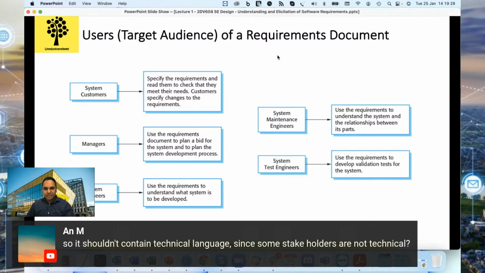System test engineers, so they are also doing the testing. So in terms of integration testing, user acceptance testing, and so on. So all kinds of test engineers should also be able to easily read and understand your requirements document.